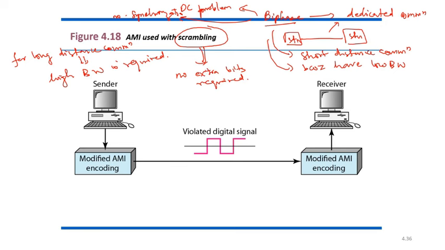Scrambling will be used along with whatever line coding techniques there are. For example, AMI, alternate mark inversion, is one type of bi-phase line coding technique. Into this AMI, we are going to use scrambling. That means a modified AMI encoding technique, modified AMI meaning AMI with scrambling. That will be the modified encoding. After doing that, it will remove the synchronization and DC problem in AMI.